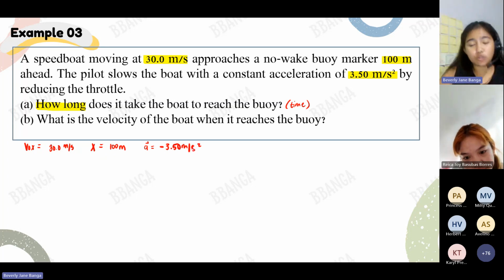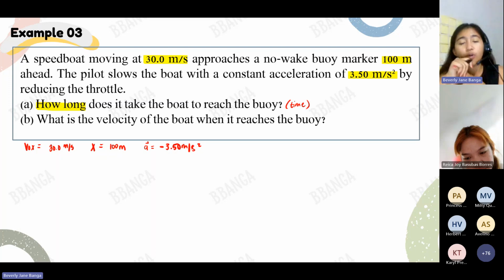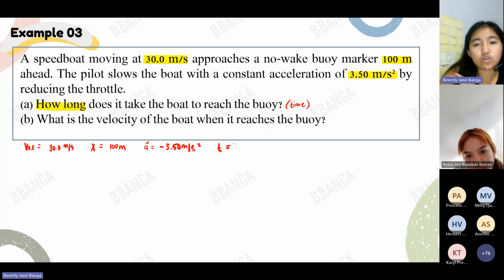So sometimes, class, ganito yung mga problem, no? Parang yung obvious na makikita natin ay yung positive na 3.50, but we have to understand na sabi dito, slows the boat. So, bumagal, slowing down. Therefore, we have a negative acceleration. Thank you, Rika. So, now, ang gusto nating kuhanin ay time. So, which equation of motion are we going to use?